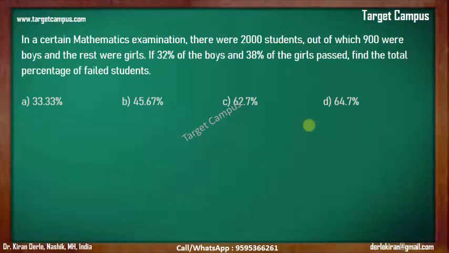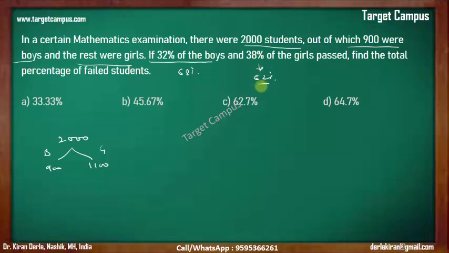Let's move ahead. In a certain mathematics examination, there were 2000 students, out of which 900 were boys and the rest were girls. So let's see, 2000 students and 900 are boys, so 1100 are girls, right? These are girls and these are boys. If 32% of the boys and 38% of the girls passed, find the total percentage of failed students. So 32% of the boys passed, that means how many failed? Failed are 68%. And here failed girls are 62%, right? So find the total percentage of failed students.